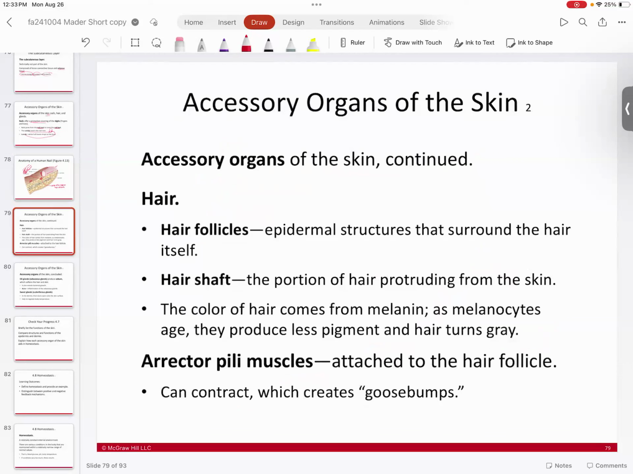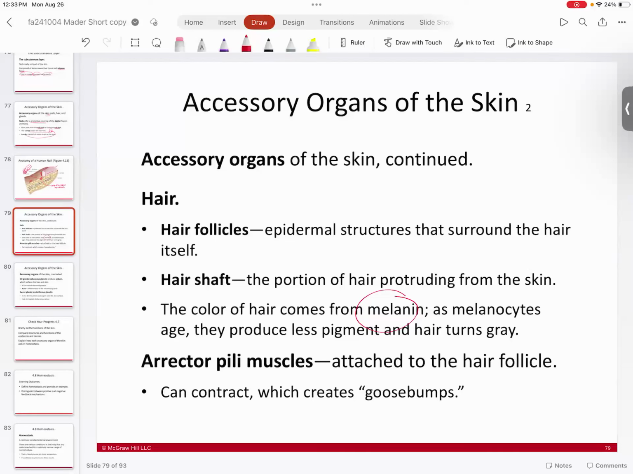So now let's take a look at the hair. So we basically have hair follicles, right? These are epidermal structures that surround the hair itself. So the follicles themselves are like a shaft. The shaft portion of the hair is protruding from the skin itself. And then, of course, the color of the hair comes from melanin as well. So it deposits on the hair. So melanocytes basically will deposit at the base, and then that colors the hair.